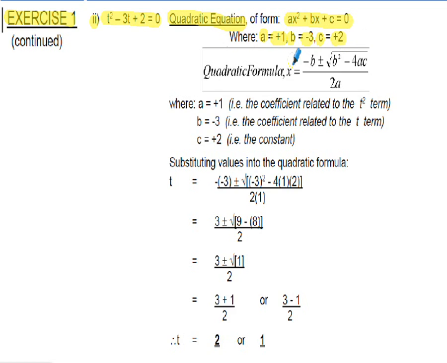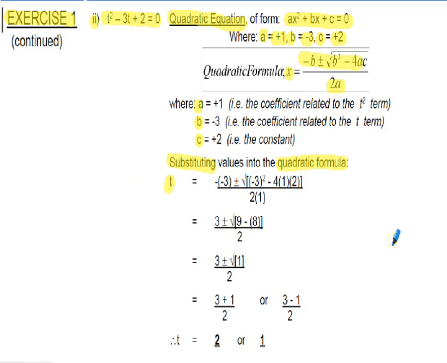The quadratic formula is stated as x is equal to negative b plus or minus the square root of b squared minus 4ac, all divided by 2a. What we're going to do now is substitute the values of a, b and c into the quadratic formula shown above, but we're solving for, in this case, t, as our quadratic equation is in terms of t.